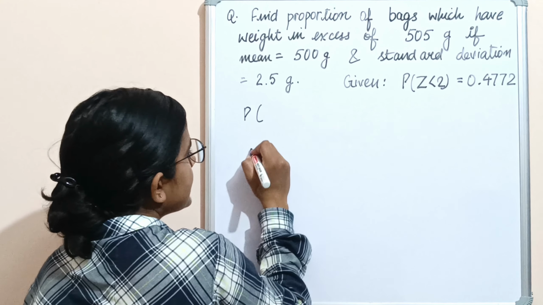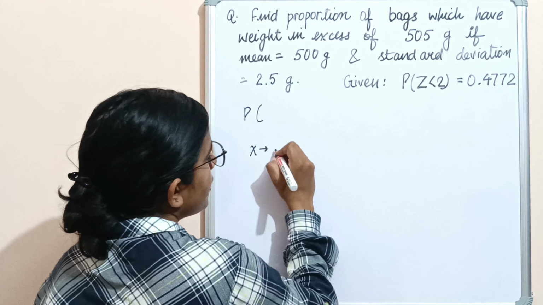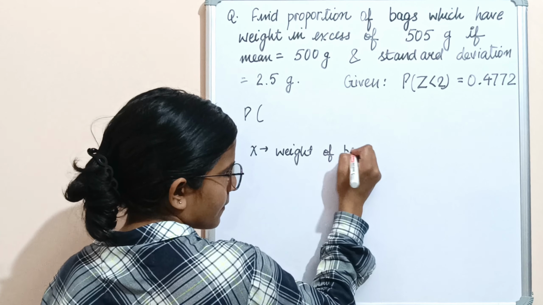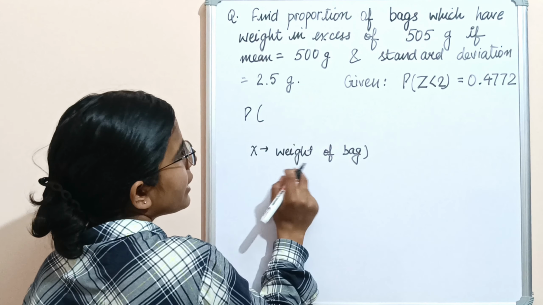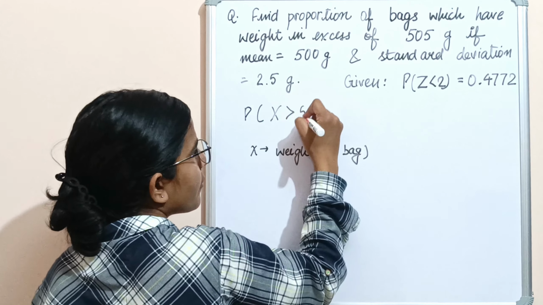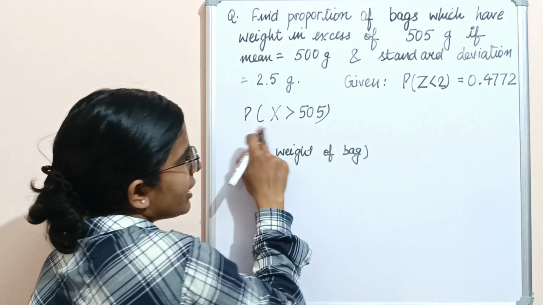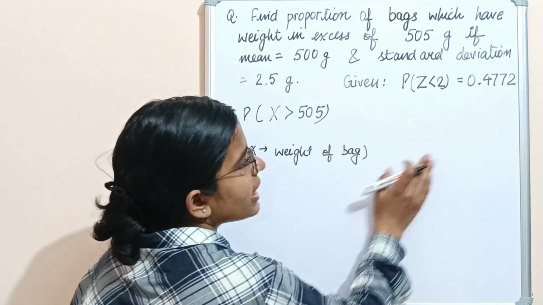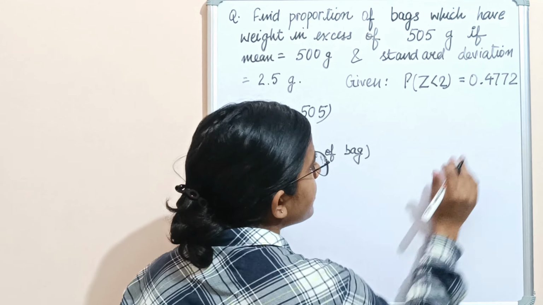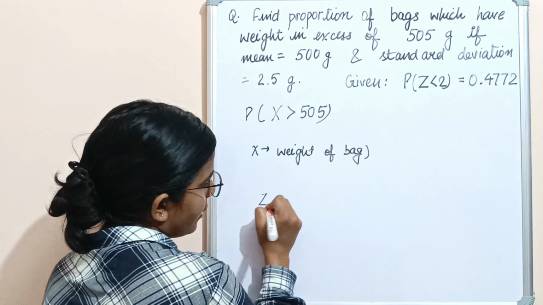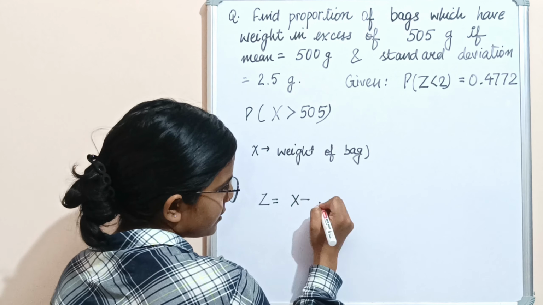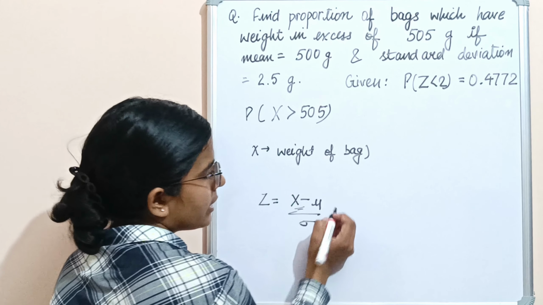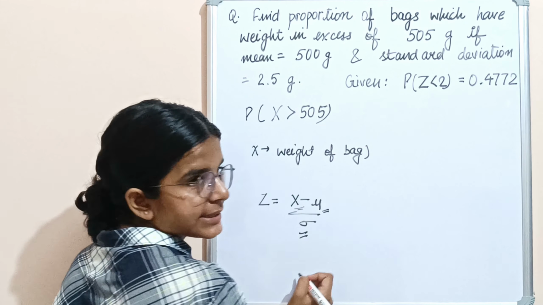the probability of, let's say if X is the weight of a bag, the weight of the bag should be greater than 505. We have to find out the probability of X greater than 505. Now we are given the probability value in terms of Z. Z is the standard normal variate, which equals X minus mu by sigma, where X is the normal variable, mu is the mean value and sigma is the standard deviation.